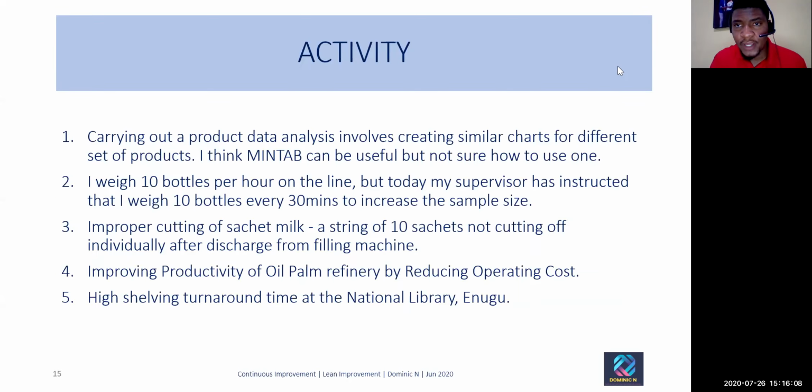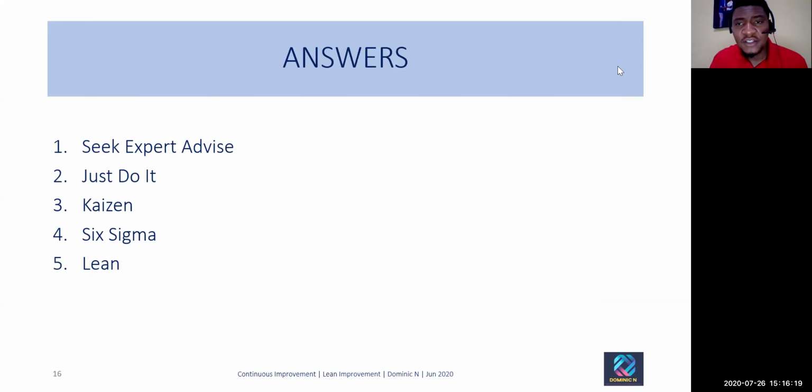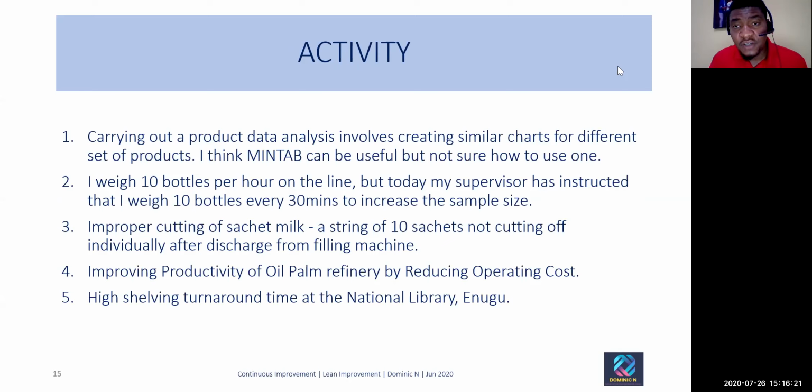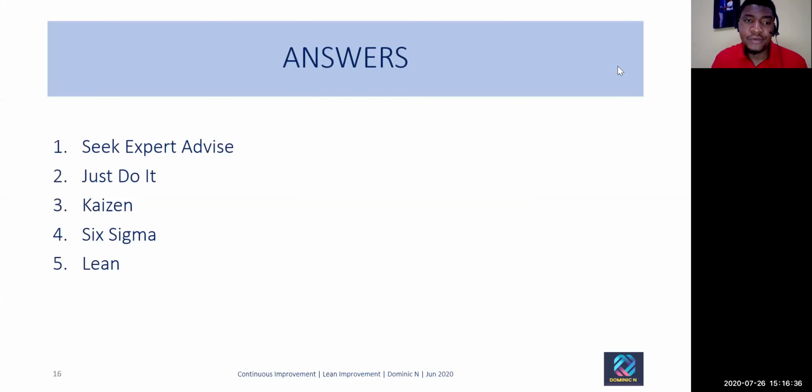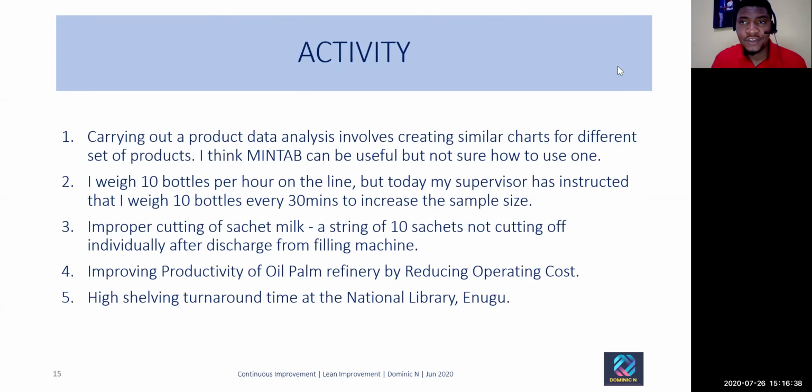Your supervisor has instructed you to weigh 10 bottles every 30 minutes. Just do it. You have improper cutting of sachet milk, and a string of 10 sachets not cutting off properly. Do a Kaizen. Improving productivity of palm oil and reducing operating costs. That's the Six Sigma project. High shelving turnaround time at the National Library. Use a lean approach to solve this.